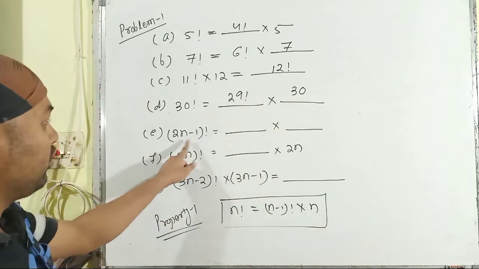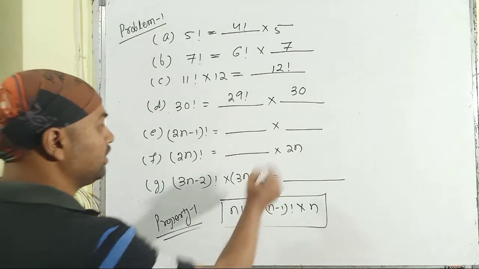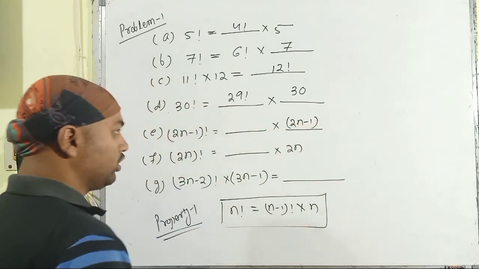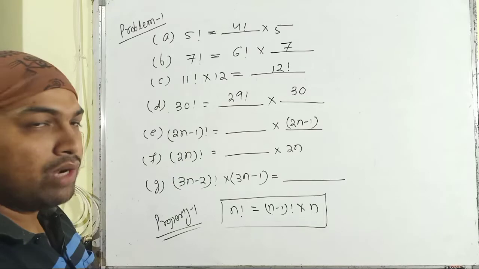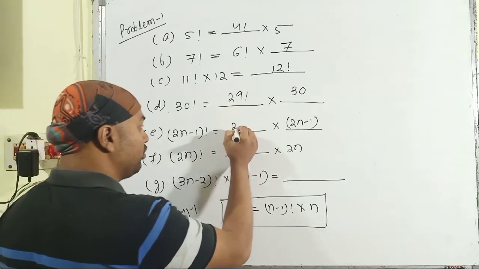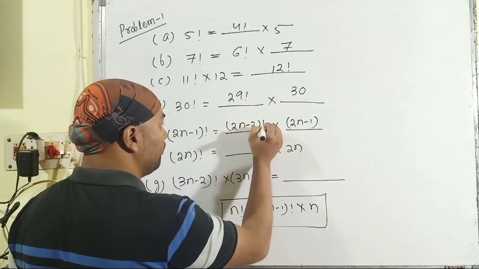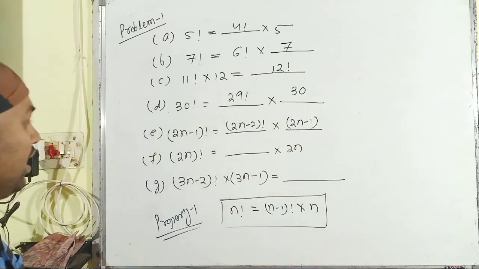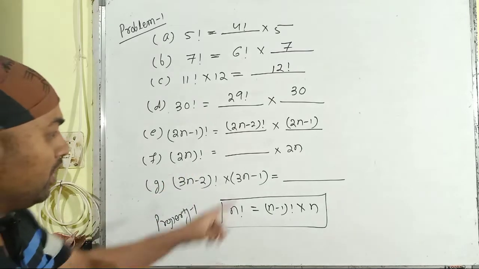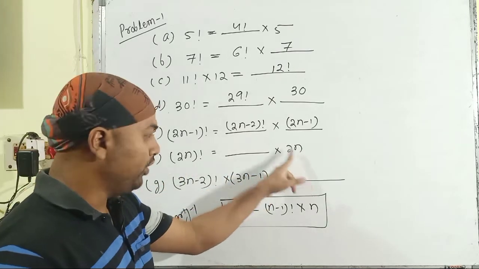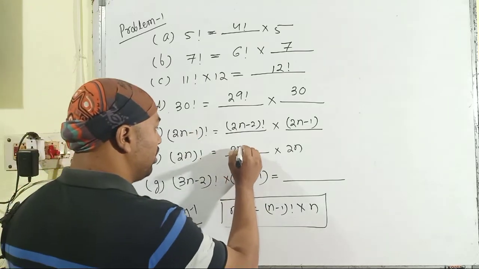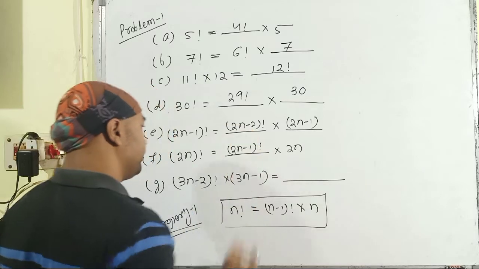Then factorial of 2n minus 1 can be expressed as follows: first we write 2n minus 1 as the last term, and in the first part we write the factorial of its previous term, that means factorial of 2n minus 2. Similarly, in the next bit, 2n factorial can be expressed as the multiplication of 2n with the factorial of its previous term, that means factorial of 2n minus 1.